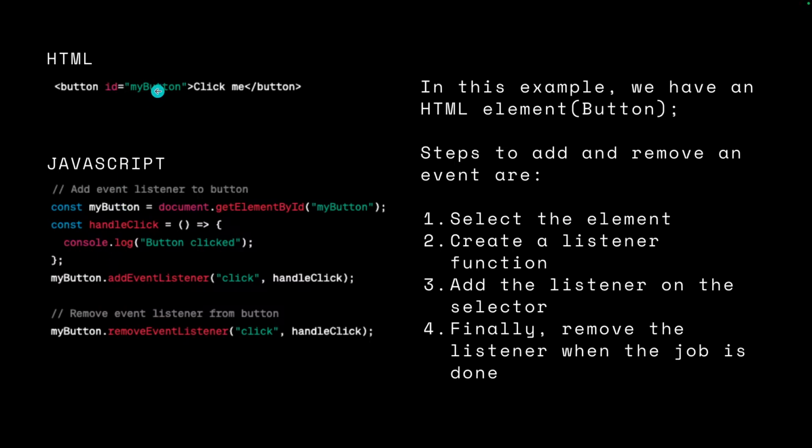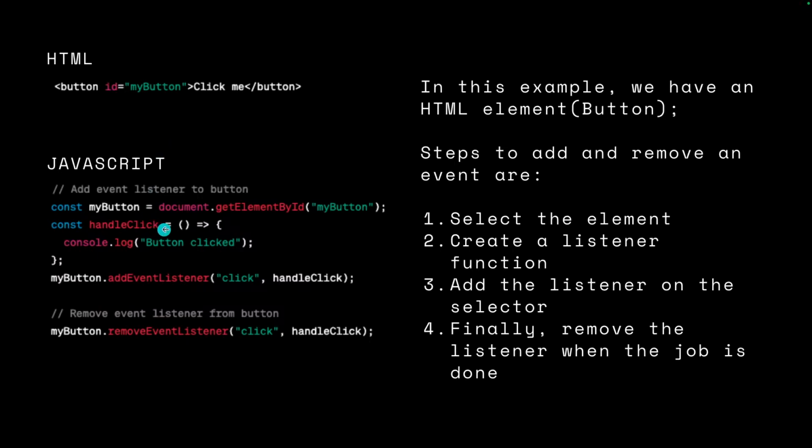So this is the anatomy of the life cycle of an event. You select the element, you create a handler, you attach that handler to the element, and you remove the listener or handler on that particular event when you don't need it.